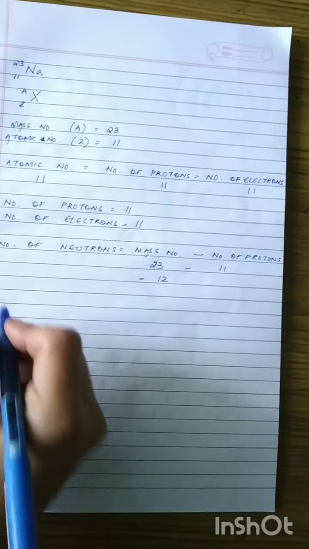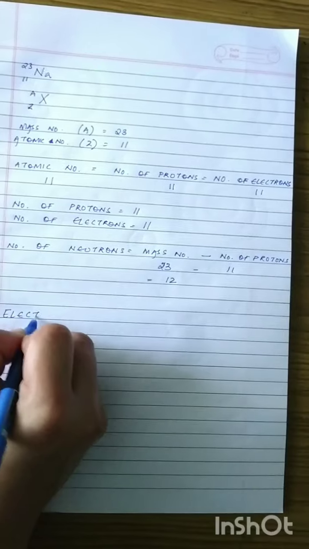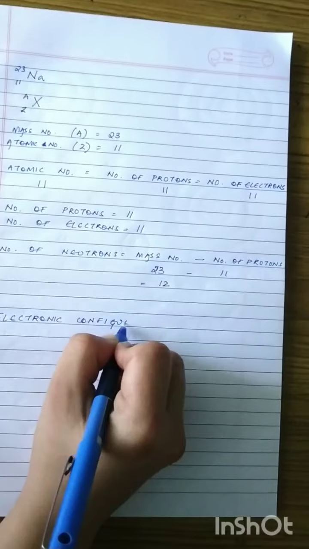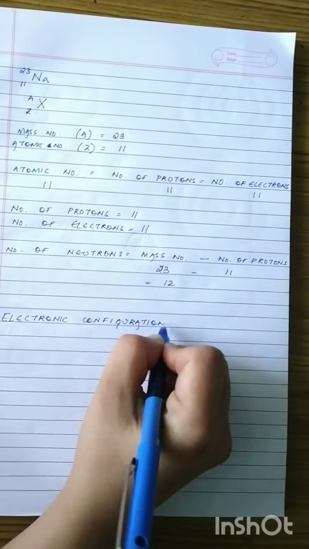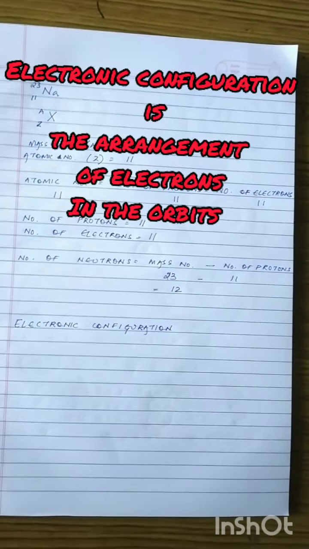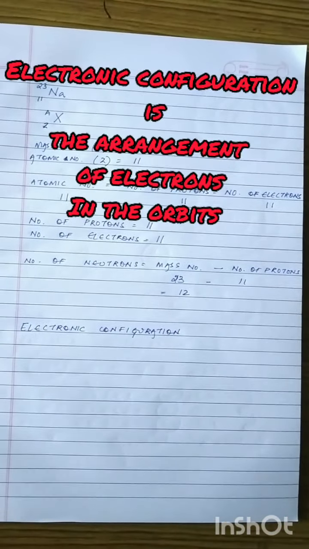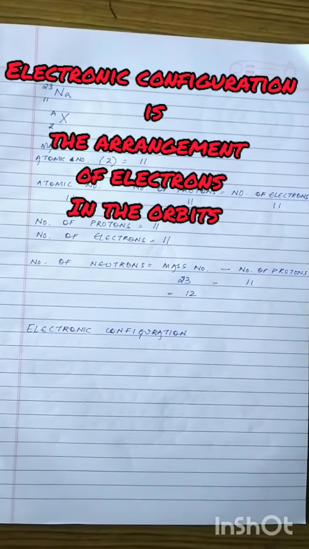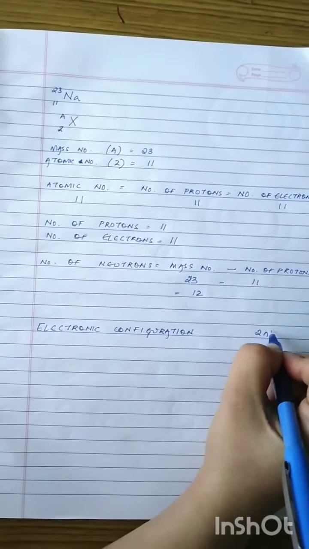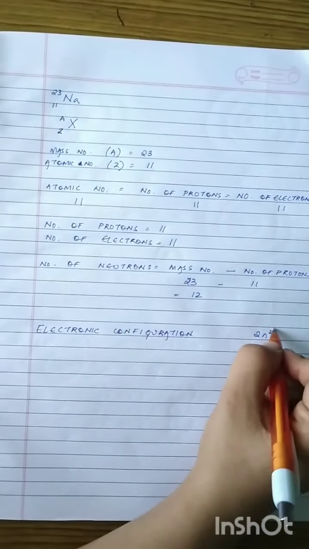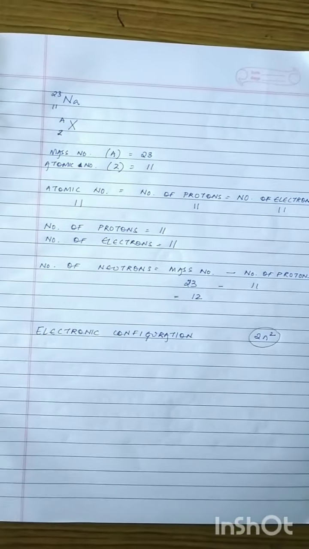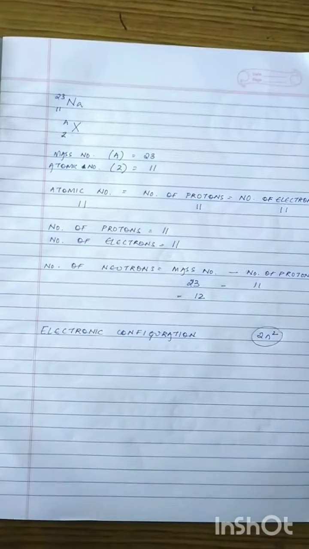Now we have learned something new that is known as electronic configuration. Electronic configuration is the arrangement of electrons in the orbit. Now the electrons are not placed anywhere in the orbits. They follow a certain formula, which is 2n square, but I will not be teaching you this formula right now. We'll be doing it in an easier method, okay, since you all are just learning about it in class 6.